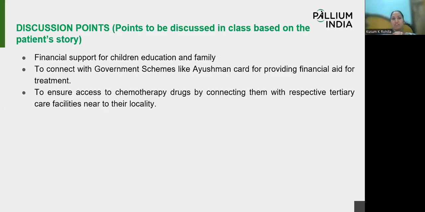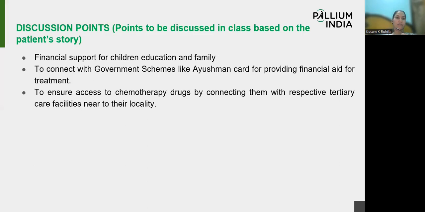So for the main discussion points, because of the malignancy, the patient was on a chest tube. One of the main problems was that we taught the attendant, the caregiver, how to care for the chest tube and how to empty the bag, and we discussed all these physical problems. Then finally, financial support for the children's education and family, because the patient was the bread earner of the family. So finance is a main concern for this patient and his caregiver also.